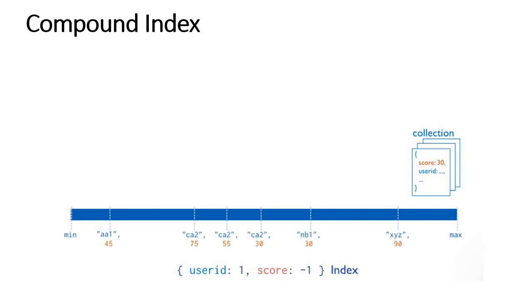So the userid, let's say they are having their name according to the alphabet. They are stored in chronological order. That is AA1, you can see CA2, CA2, CA2, then NB1, XYZ, and so on. Now within a particular collection, again the data is sorted according to the score. For compound indexes and sort operations, the sort order, either ascending or descending, of the index keys can determine whether the index can support a sort operation.